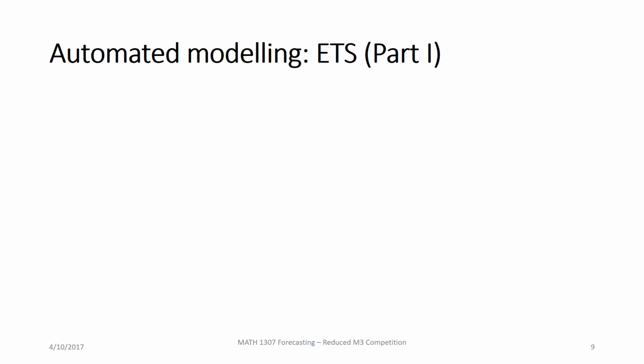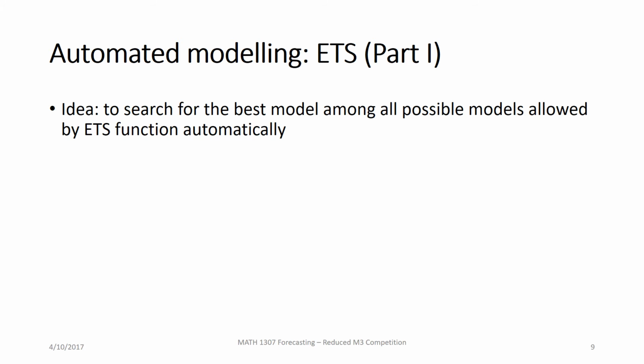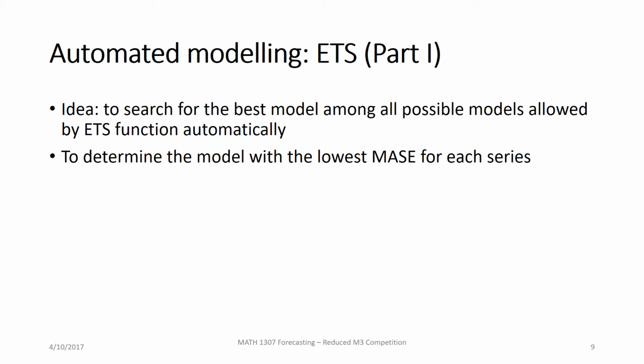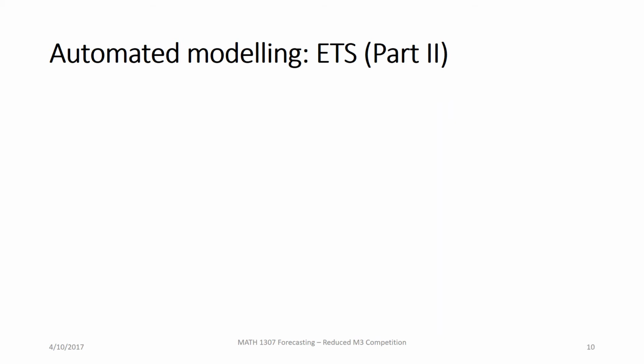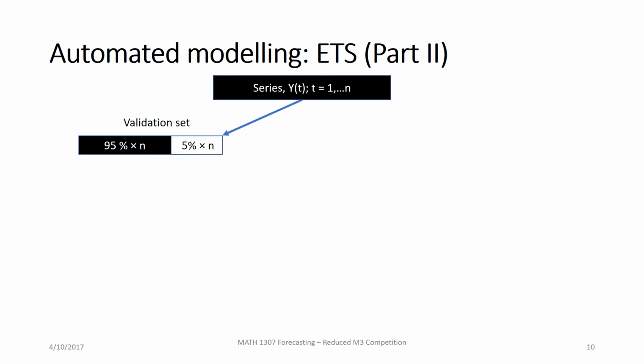The goal in modeling is to search for the best ETS model for each series. By the best model, it means the model with the minimum MACE. Here we adopt the prediction validation procedure, also known as P-val, in model selection. The P-val procedure has 2 steps. In the first step, for each series, we split the first 95% as the training data to estimate all possible ETS models. Then we use the last 5% to calculate the test MACE.